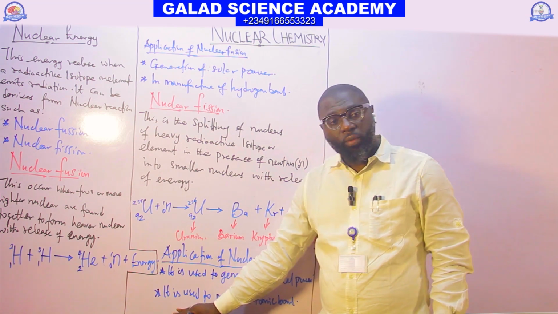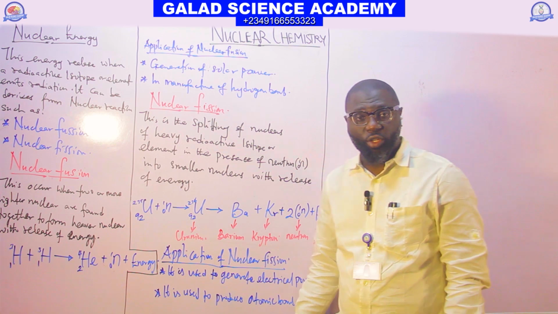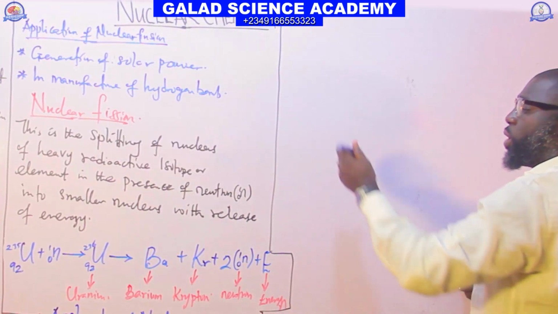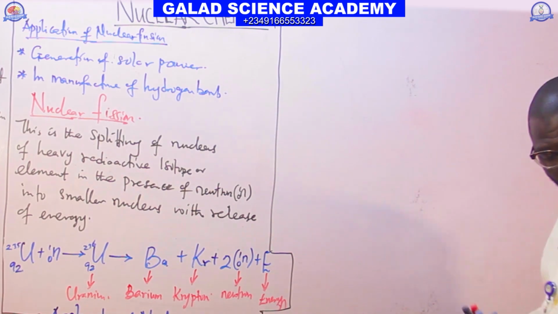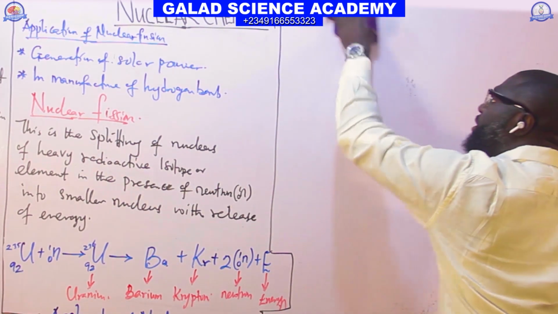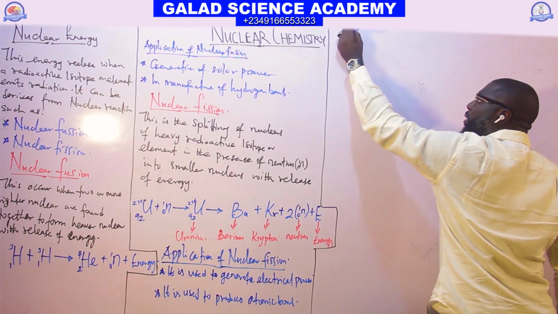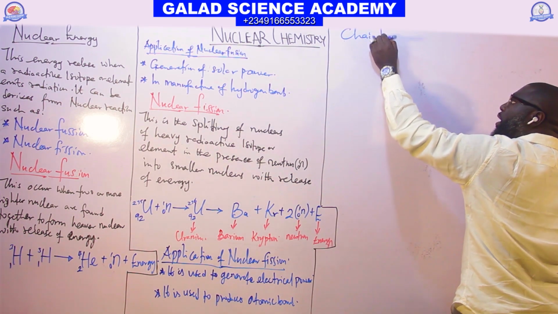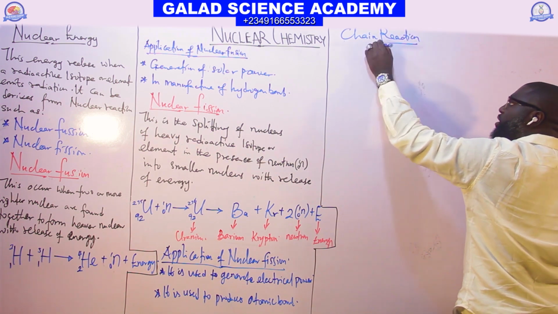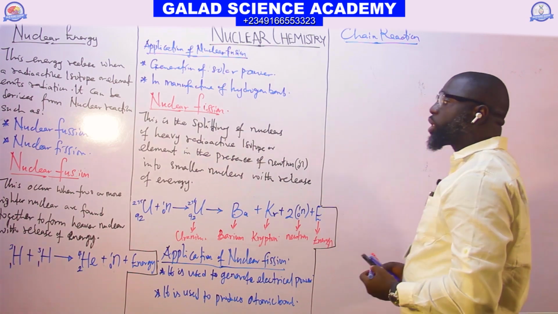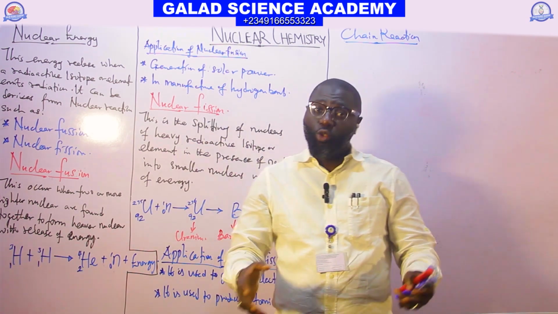So that is the application of nuclear fission. The next aspect is what we call chain reaction. We all know that fission is the splitting of a heavier nucleus into lighter nuclei.